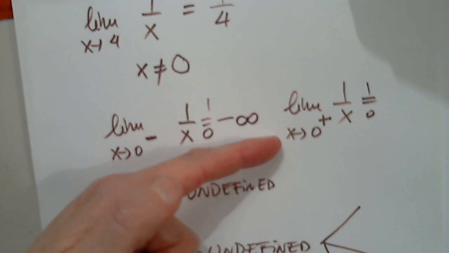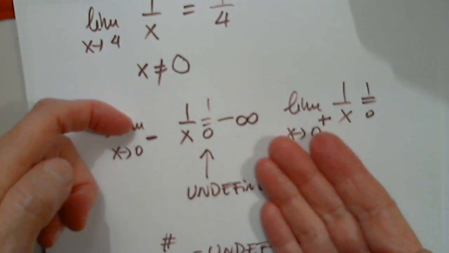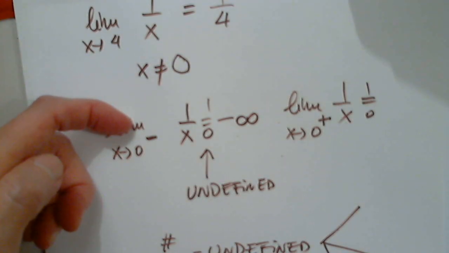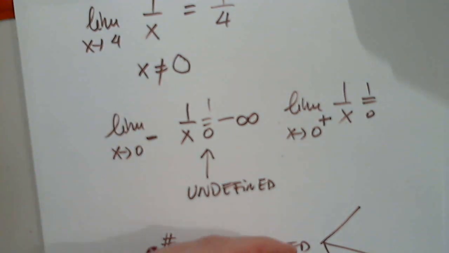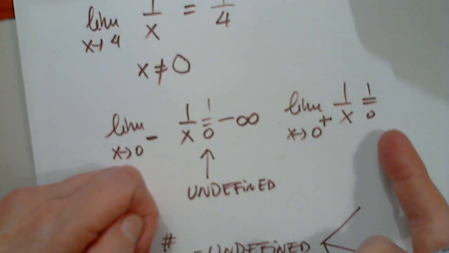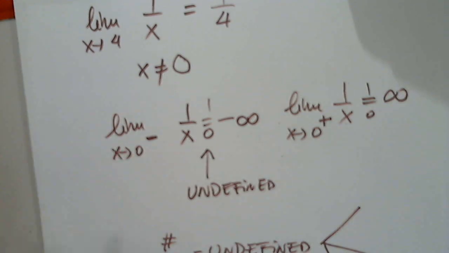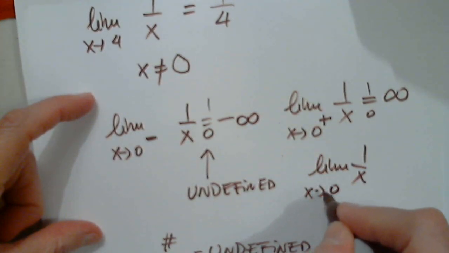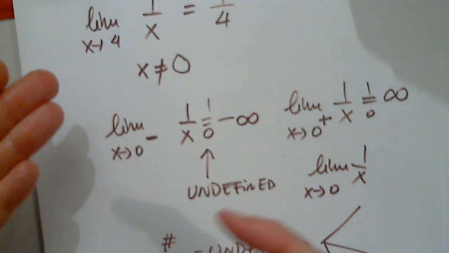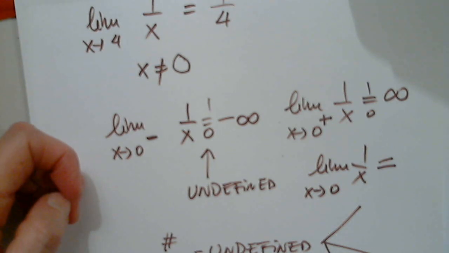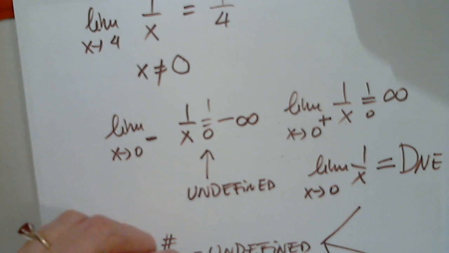Then for this one, 0 from the right is positive numbers. What is the sign of 1 over positive? Positive. Which one of these 3 fits the answer? Infinity. Yes. Final question. Limit of 1 over x as x approaches 0 from either side. This was from the left, this was from the right, and now from either side. Which of these fits? DNE. Exactly.